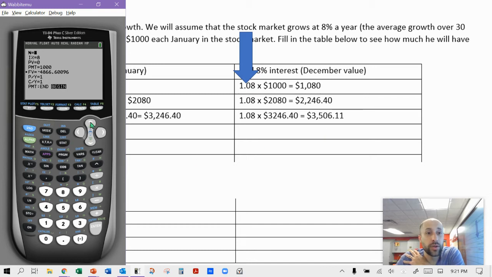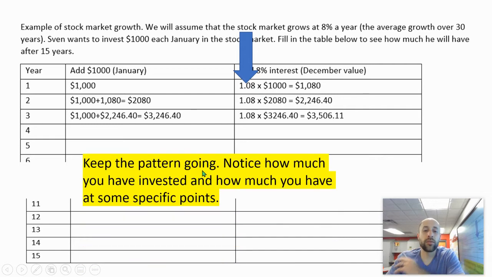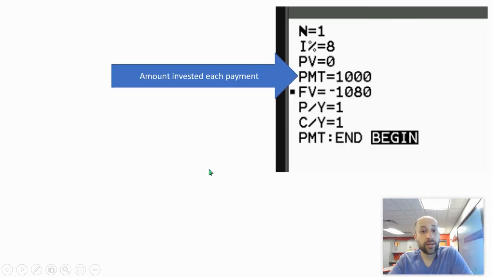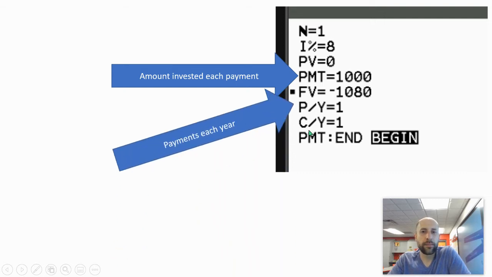If I wanted to calculate for year 5, just go up, change that to a 5, and now this will give me the future value at the end of 5 years. So the December value of year 5 would be $6,335.93. Okay, so we can use the TVM solver to find those values quicker than having to do that by hand.